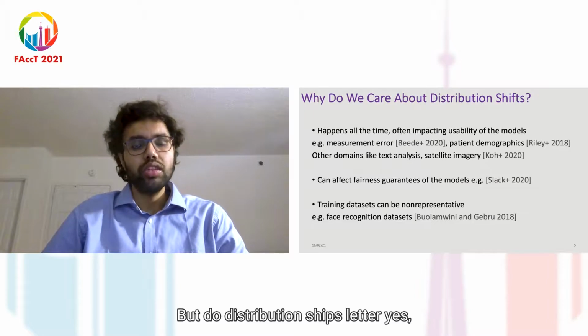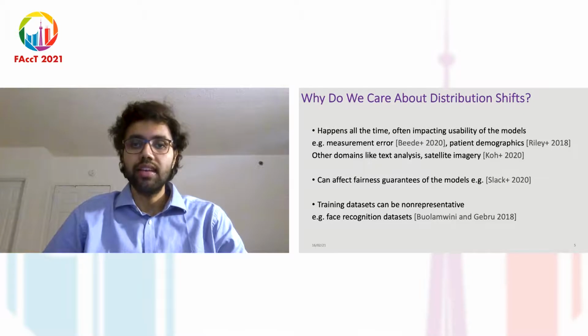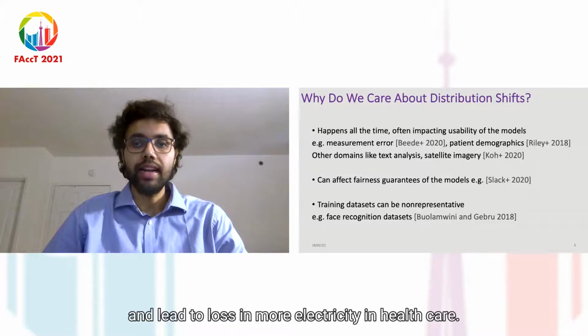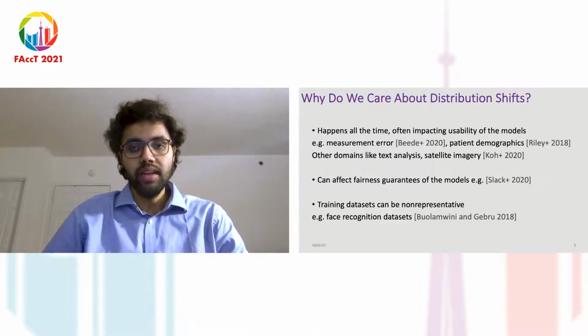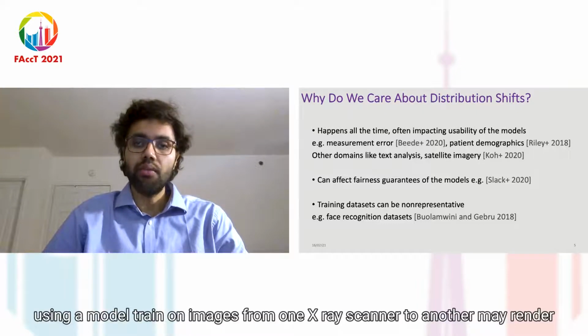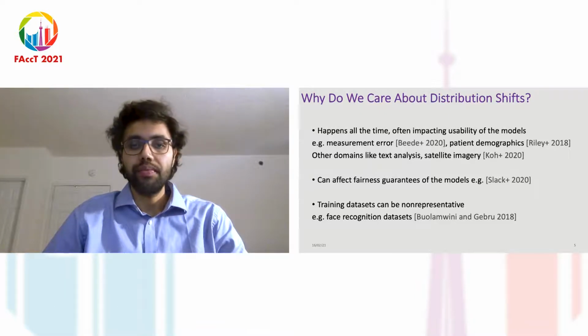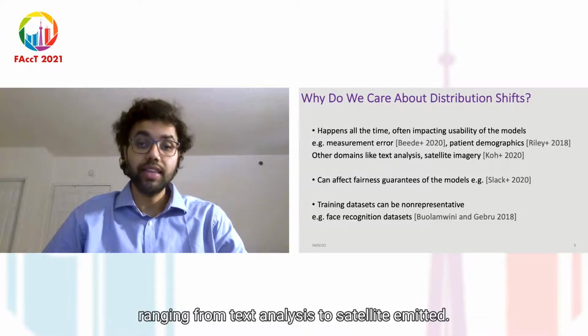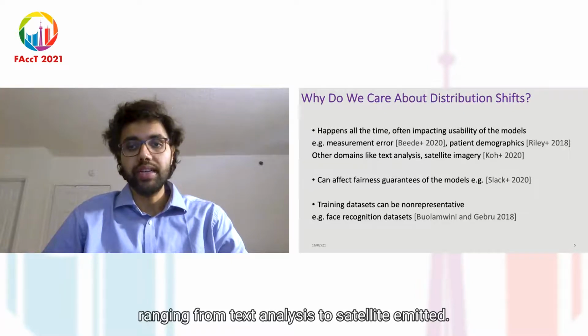But do distribution shifts matter? Yes, and for the following reasons. Firstly, distribution shifts occur commonly in practice when we deploy machine learning models and lead to loss in model accuracy. In healthcare, for example, using a model trained on images from one X-ray scanner to another may render the model useless.